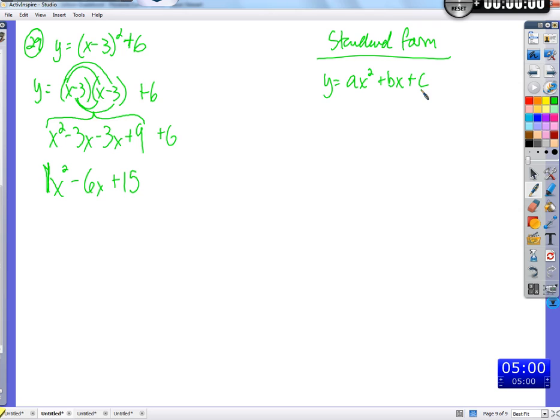So, going from vertex form to standard form, not too hard. We just multiply everything together, so there's not any parentheses left. We just get something times x squared, something times x, and some constant. Okay?